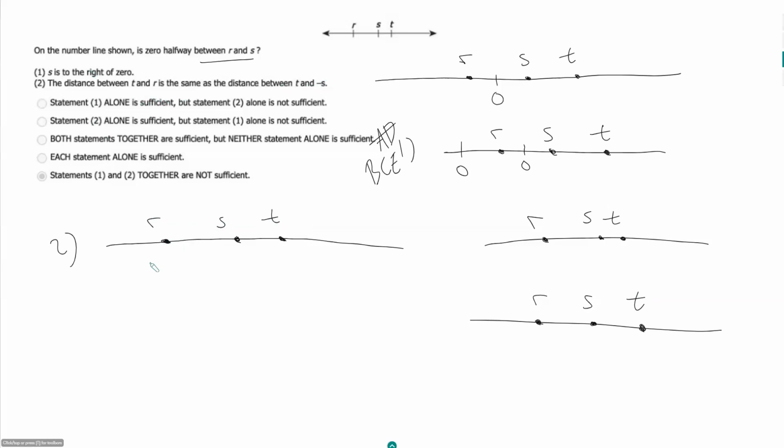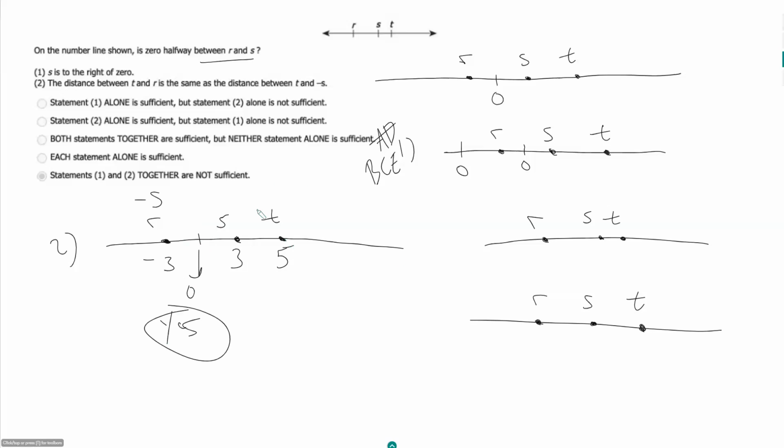So let's say I make R equal to -3, and that would make S equal to 3, because I want to make negative S also equal to -3. And I can say T is anything. So I'll say T is 5 here. So in this case, T is 8 away from both R and negative S. But my question is, is 0 halfway between R and S? So here, yes, because R and S are equal but opposite in magnitude. So 0 is between them. So this is a yes to my question. So now I'm thinking, okay, can I get a no? Can I get a case where 0 is not between R and S?